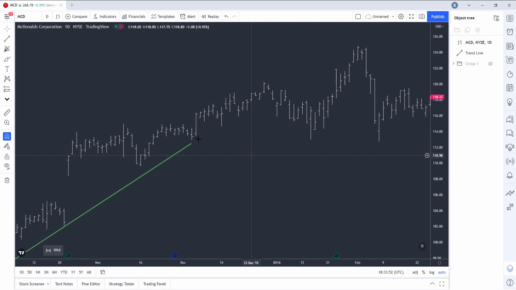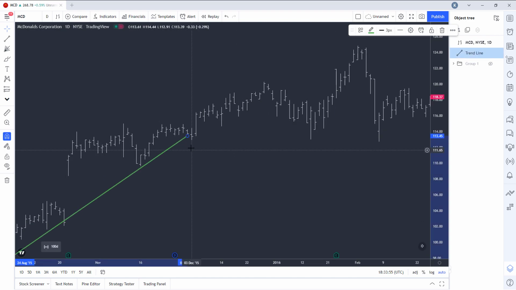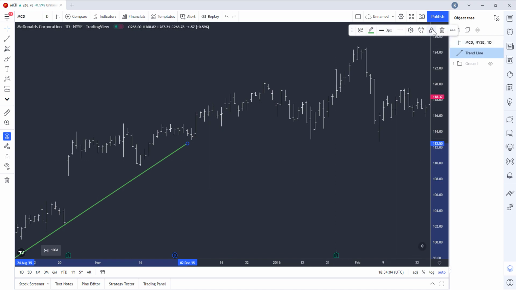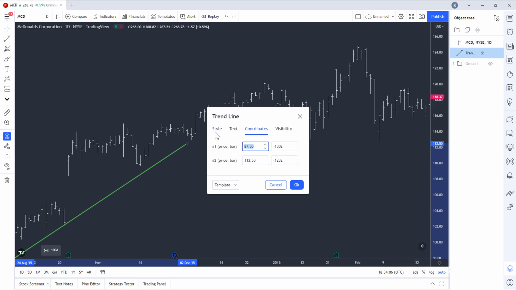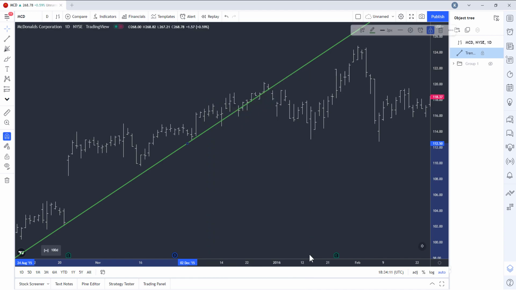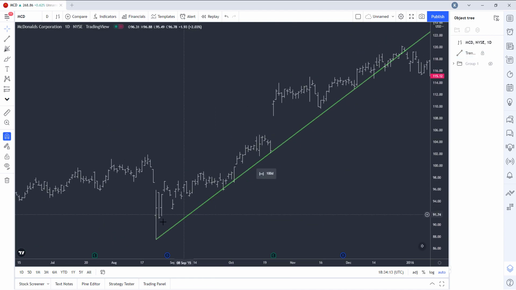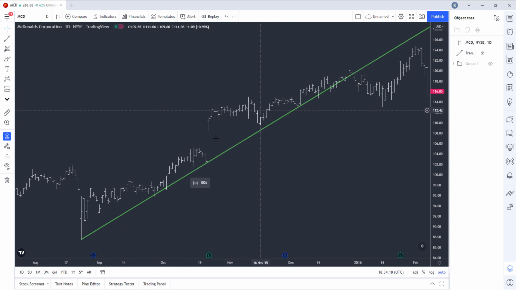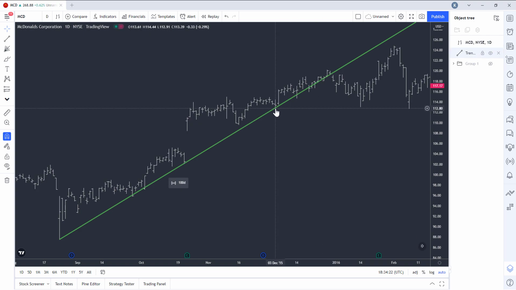So it seems that our angle, the angle we drew, is exactly what the price followed while it actually went through this angle.